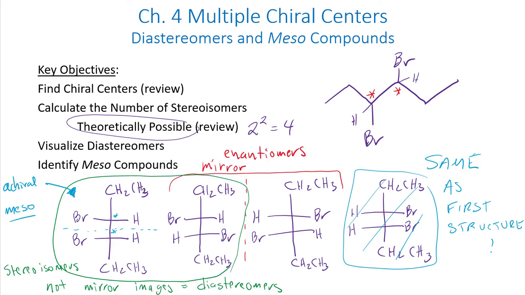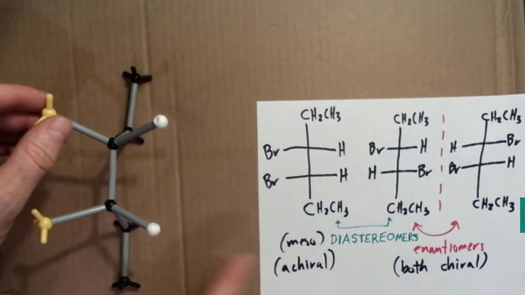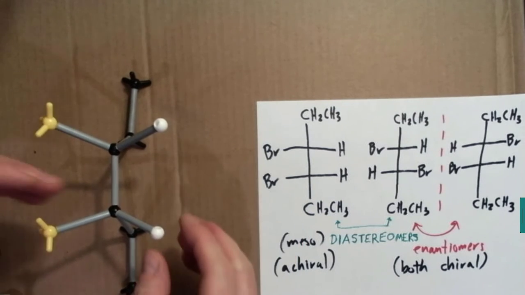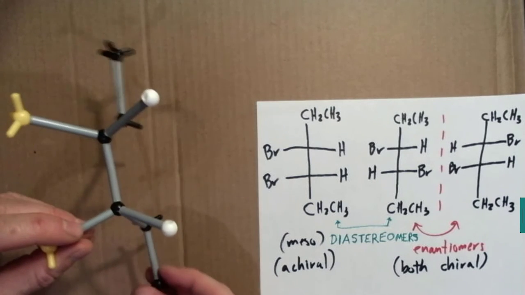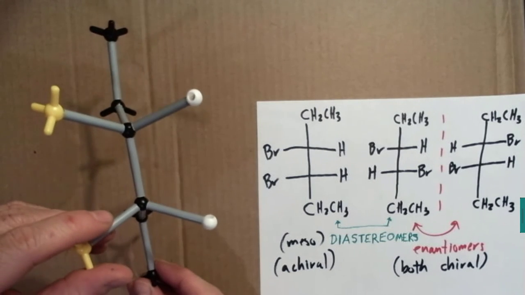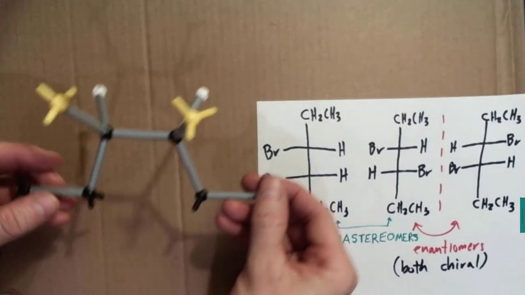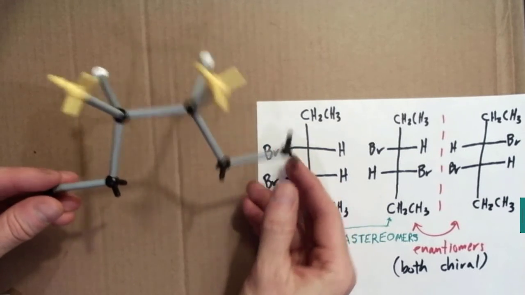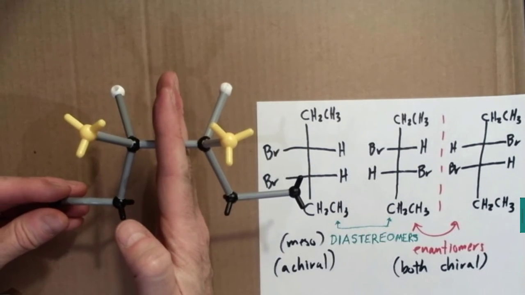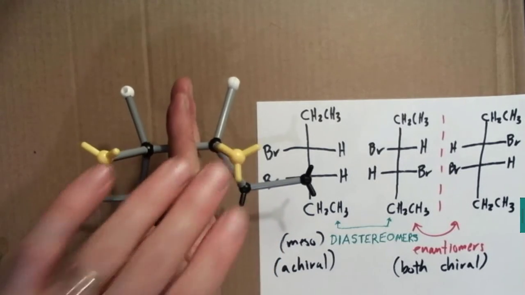Now we're going to take a look at the models of these as well. And the first one, the meso compound, is shown here. And it should be pretty clear to see the internal mirror plane in this compound when it's in this configuration, because the 2 sides are essentially mirroring each other, right? Where there's a bromine on one, there's a bromine on the other.